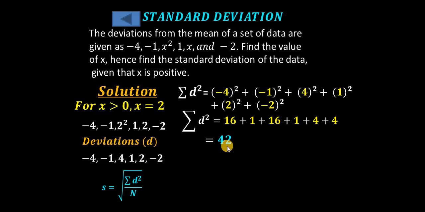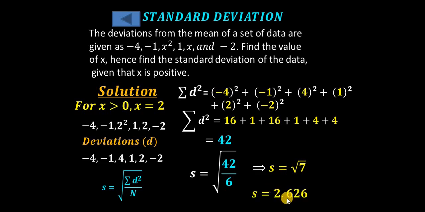We are going to substitute this in the formula for standard deviation. We've already obtained summation of d squared as 42, and we also noted that n is 6. So doing our substitution, we have standard deviation as the square root of 42 over 6. And this gives us root 7. Remember, 42 divided by 6 is 7. We can as well decide to have this in decimals, and that is 2.626. From here, you can either leave our answer as root 7 or as 2.626.